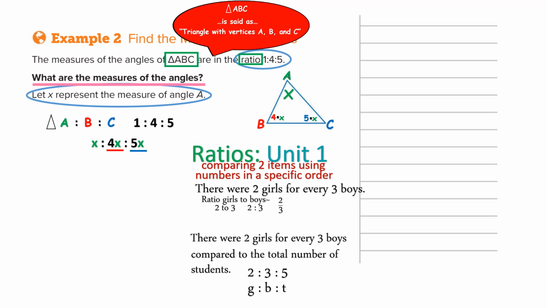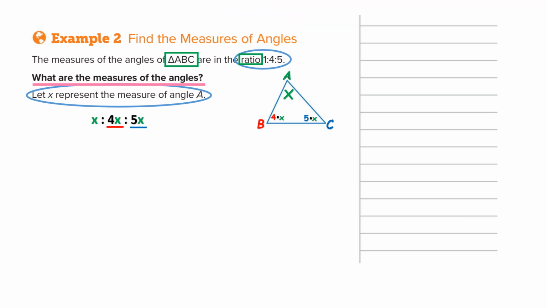So what I end up with by putting these two together in the correct order, that I have x, which is the measurement of angle A, to 4x, which is a coefficient touching a variable, right? We know that's multiplication, but that's going to be angle B, to 5x, which is going to be 5 times x, which is the measurement for angle C. So I have to take all of that information and create an expression and change it into an equation.